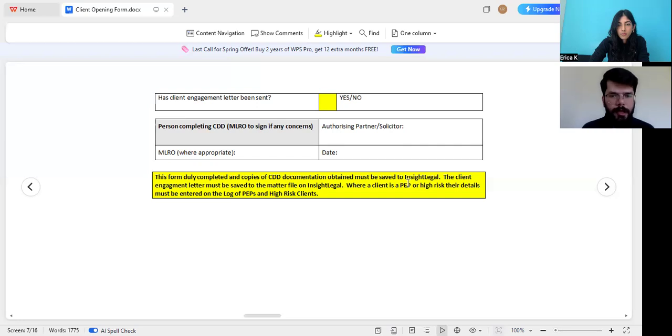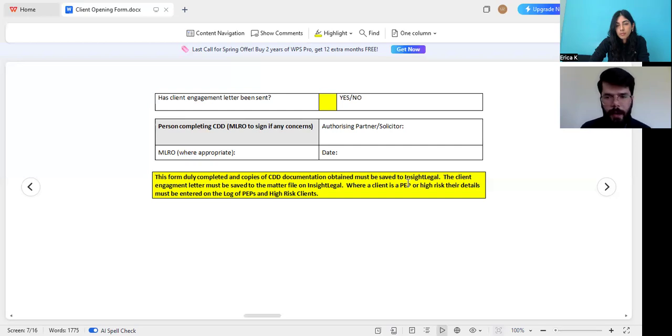This form, duly completed, and copies of CDD documentation obtained must be saved to Insight Legal. So this Insight Legal is, again, a case management system. It can be saved on Proclaim, it can be saved on Leap, and the client engagement letter must be saved to the matter file on Insight Legal.